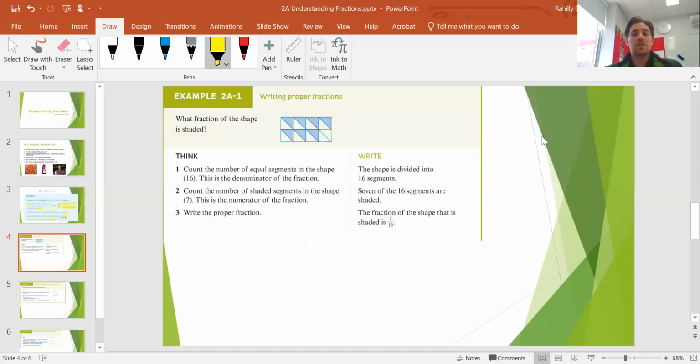So these are examples of some questions you will be getting. Okay. What fraction of this shape is shaded? First, what you need to do is count how many parts this shape has been broken into.